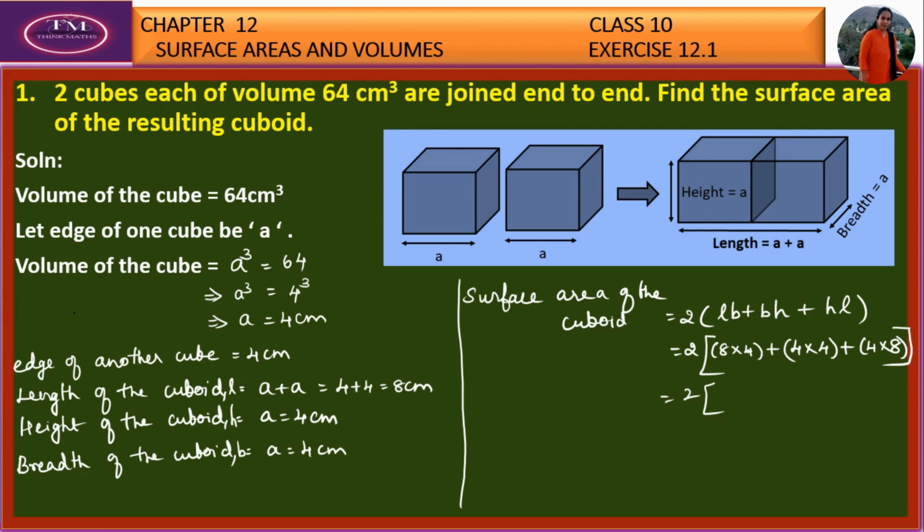So 4 8s are 32, 4 4s are 16 and 4 8s are 32. So if we add 32 plus 16, it is 48. So 48 plus 32 is 80. So 2 into 80 is 160 centimeter square. So this is the surface area of the resulting tube.